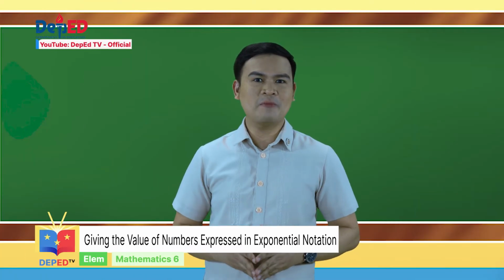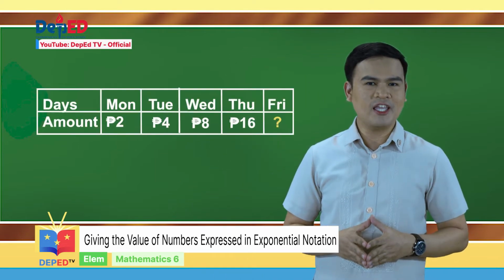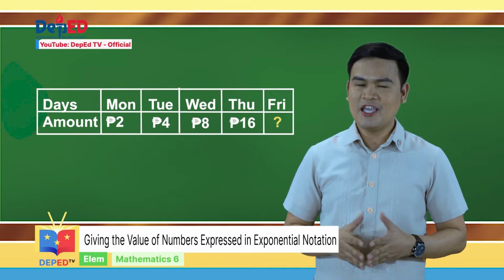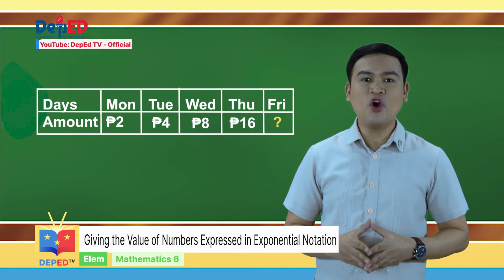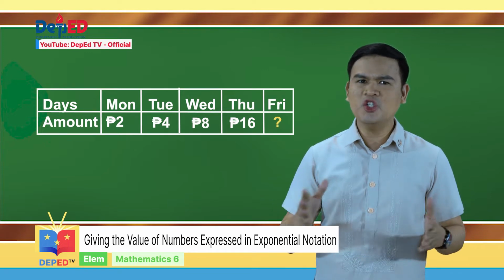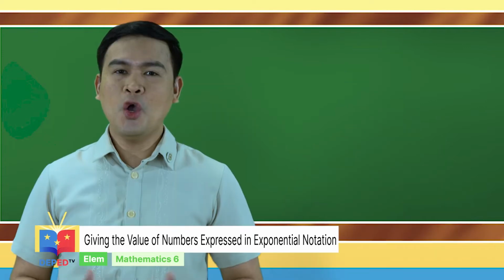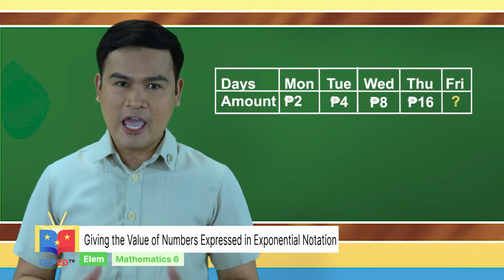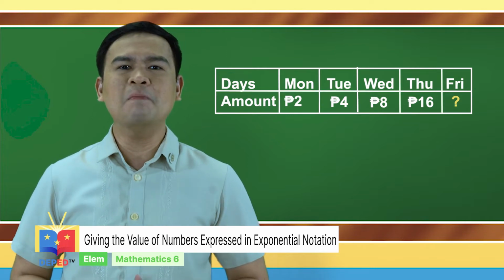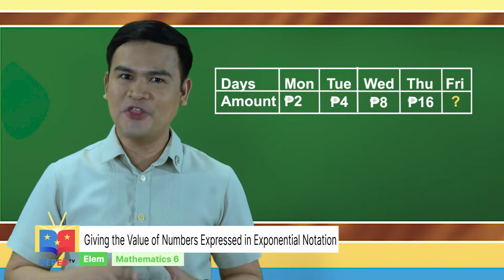Rian is Aling Rema's daughter. Rian saved 2 pesos on Monday, 4 pesos on Tuesday, 8 pesos on Wednesday, and 16 pesos on Thursday. If the pattern continues, how much will she save on Friday? We have the amounts that she saved from Monday to Thursday, and we need to find the amount she will be saving on Friday by following the pattern.